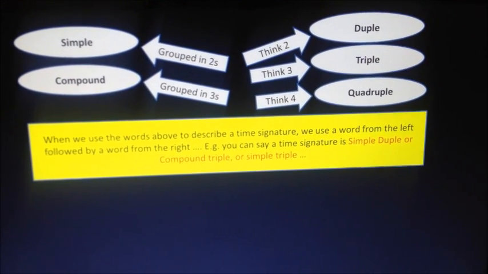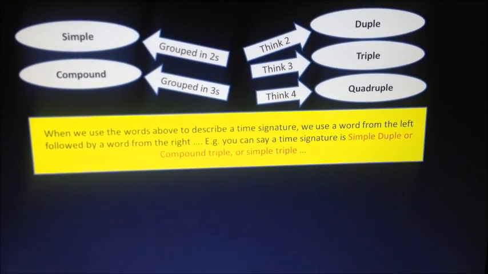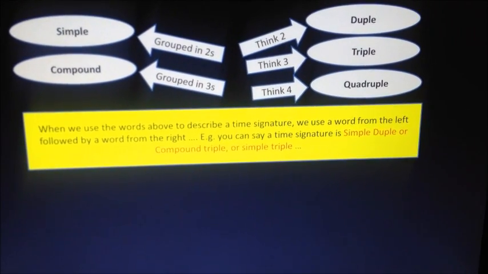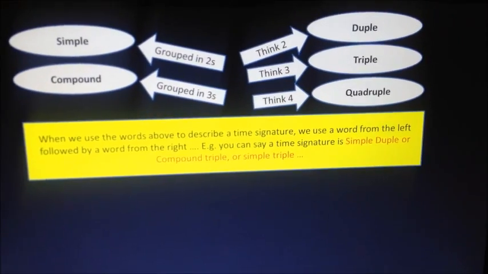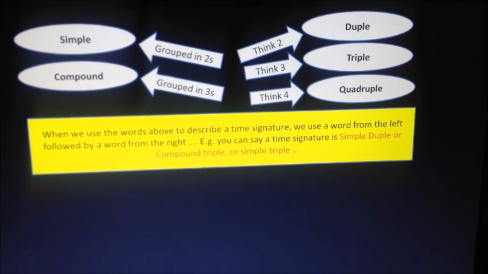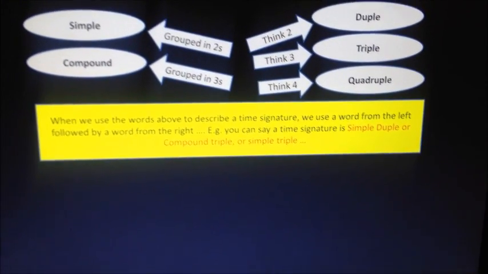When we use the words above to describe a time signature, we use a word from the left followed by a word from the right. An example would be simple, duple. Word from the left, word from the right. And this means something. You'll find that out shortly. Other examples could be compound triple, simple triple.